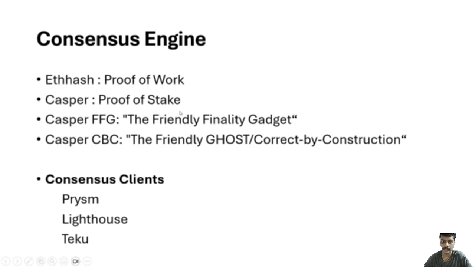Based on that, the validators have to deposit 32 ETH to create blocks and to participate in the block creation mechanisms. And there are different consensus clients available, like Prysm, Lighthouse and Teku. Prysm and Lighthouse are the main famous consensus clients that are used for Ethereum.